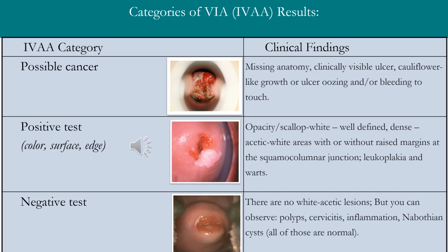The bottom photo shows a negative test. There are no aceto-white lesions after the application of acetic acid. However, findings such as polyps, which are typically benign growths, cervicitis or inflammation of the cervix, or Nabothean cysts, which are mucus-filled cysts on the cervix, are generally harmless. Accurate identification of these signs can lead to early intervention and better health outcomes for women.